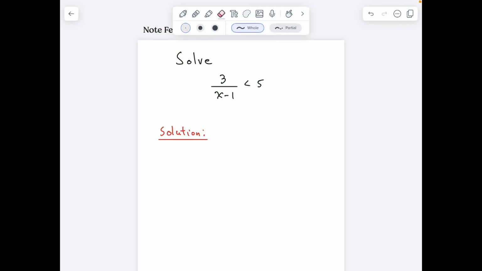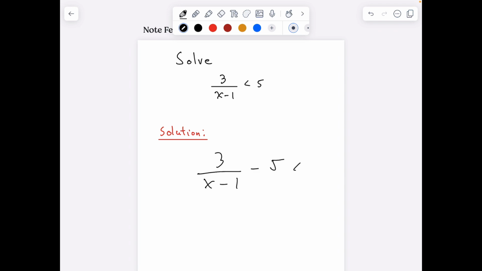All right, hello everyone. So today we're going to solve a nonlinear inequality: 3 divided by quantity x minus 1 is less than 5. It is often the case, when I do these, that I like to make one side equal to 0. So I'm going to subtract 5 from both sides.